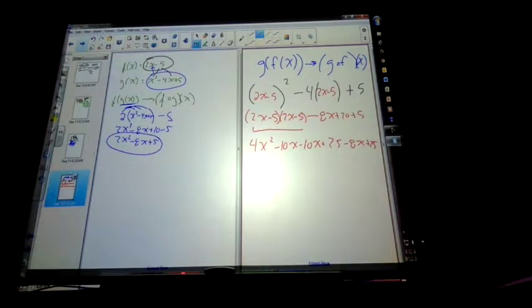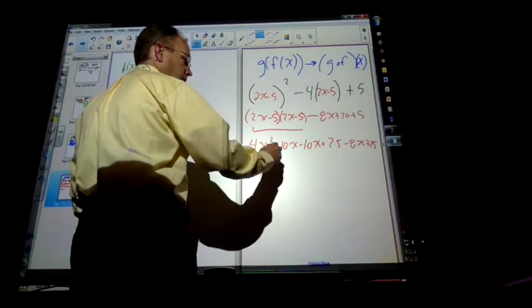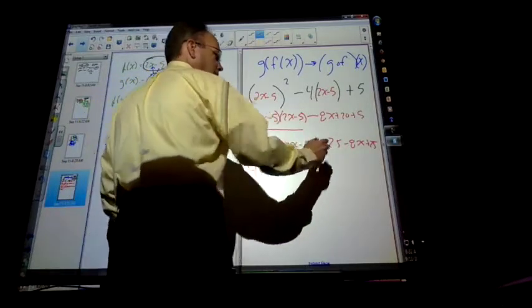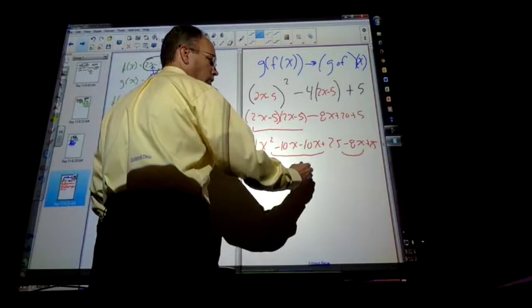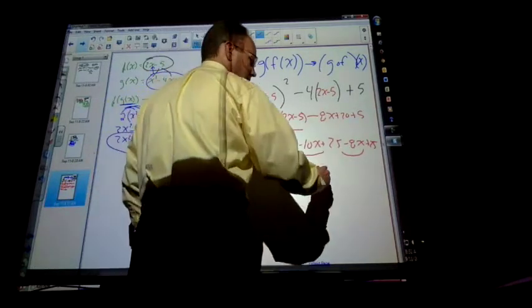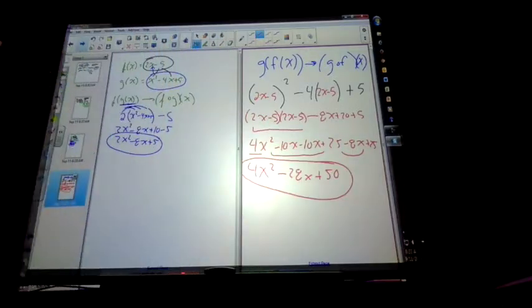So I combine some of the like terms. I don't have any other x squared, so I'm going to get 4x squared. That's taken care of. Combine the 10x, that's minus 20x, minus 8x, negative 28x. The 25 and the 25 added together gives me 50. There's the answer. Is that okay?